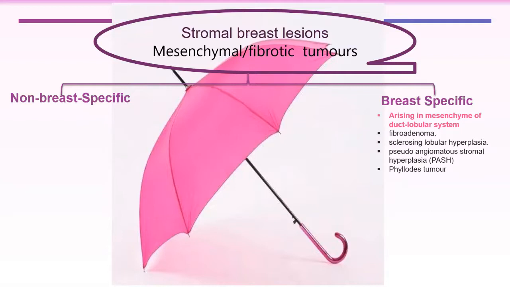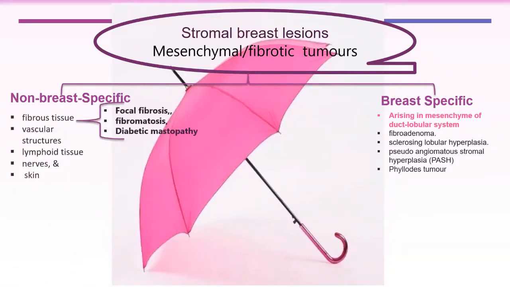The others include sclerosing lobular hyperplasia or fibroadenomatoid, similar to fibroadenoma, also having the two components, pseudoangiomatous stromal hyperplasia and phylloides tumor. Okay, all of these have stroma with a variable amount of glandular or epithelial component. The others are purely stromal, non-breast specific, such as fibrous tissue, vascular structures, lymphoid, nerve, and skin.